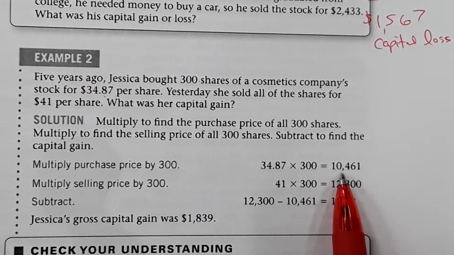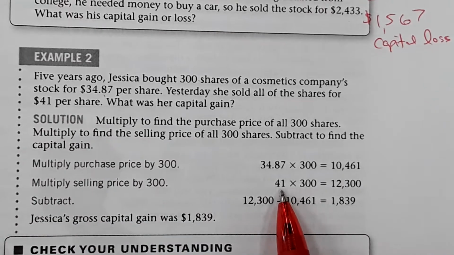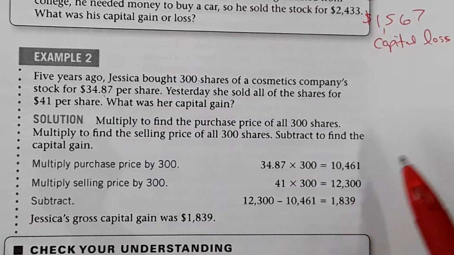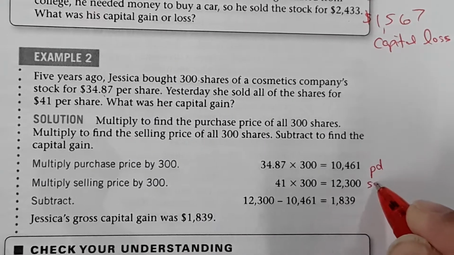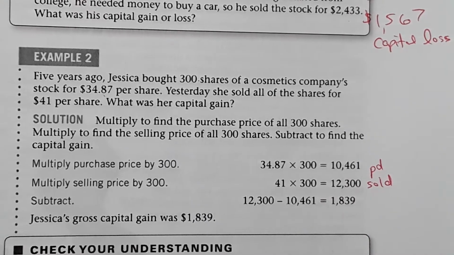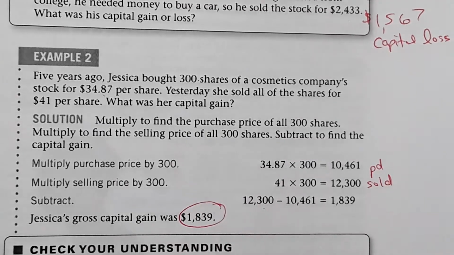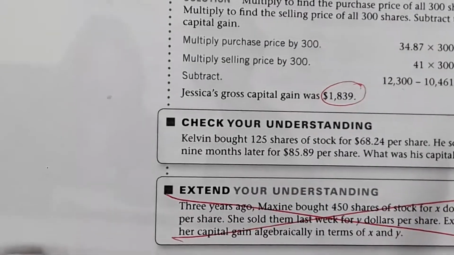And now we need to know how much she got when she sold it. Well, she sold it for $41 per share. So how much she received was $41 per share times the 300 shares would be this much. So this is what she paid. This was what she sold it for. So to figure out how much she made, you simply take what she sold it for minus what she paid for it, and that would be her gross capital gain, $1,839.